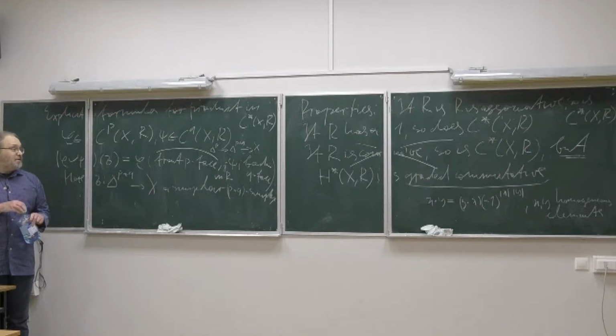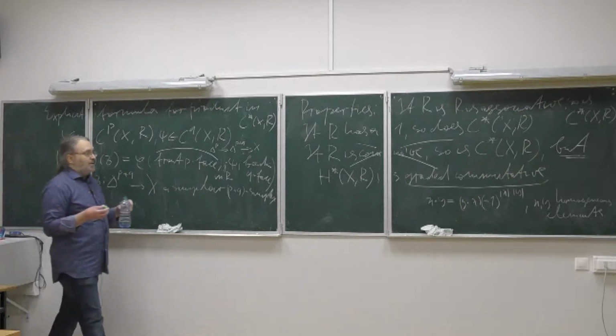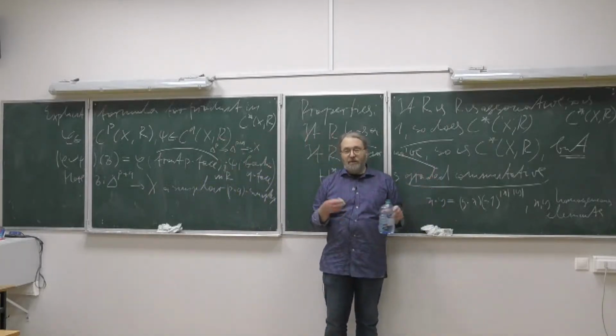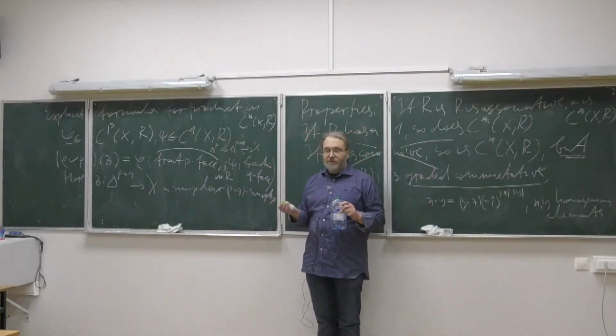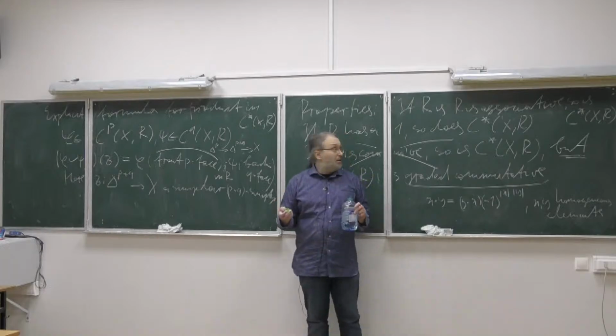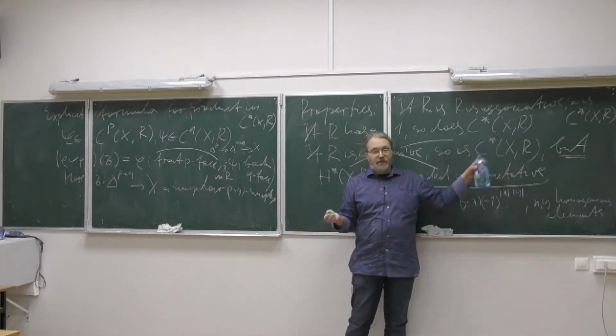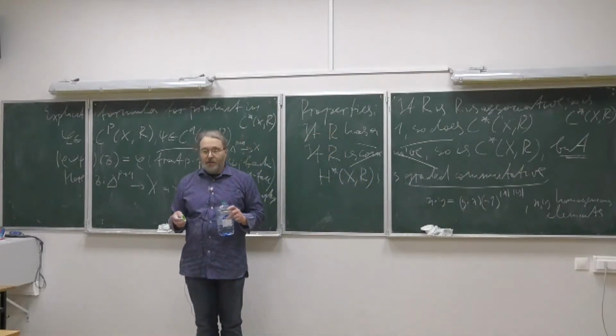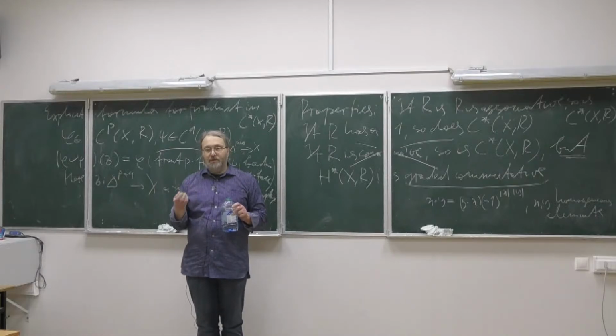Well, there's an interesting story behind this. For example, if one takes R to be a field of characteristic 0, then one can replace C upper star of X with something which is called polynomial differential forms.